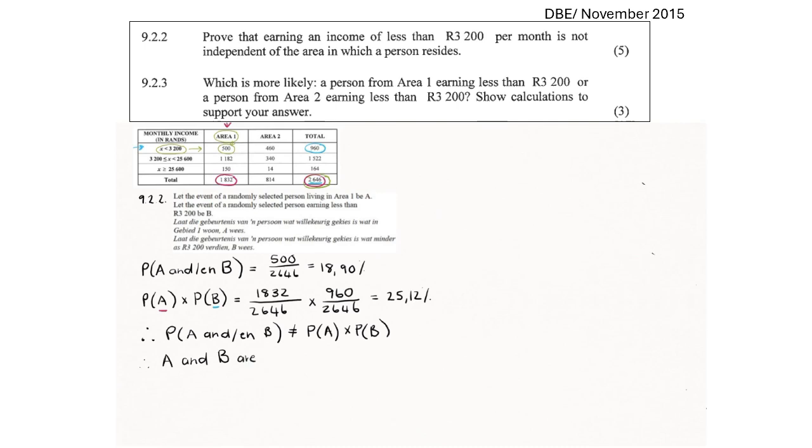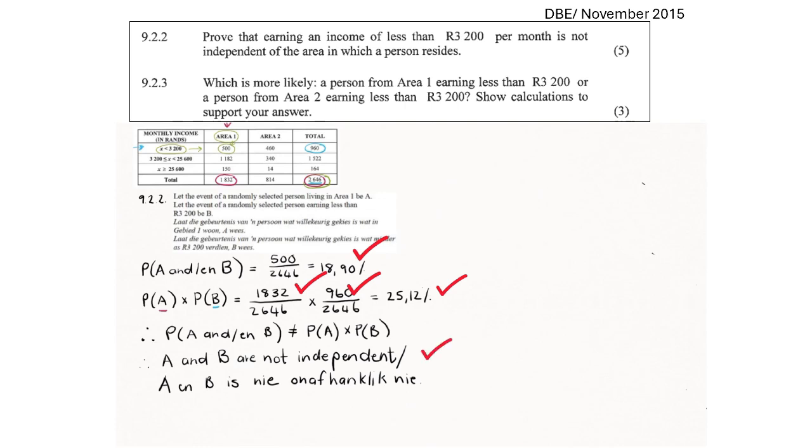This question counted 5 marks. You get 1 mark for the probability of A and B, 1 mark for the correct probability of A, 1 mark for the correct probability of B, 1 mark for the answer of the probability of A multiplied by the probability of B, and then 1 mark for the conclusion with justification.